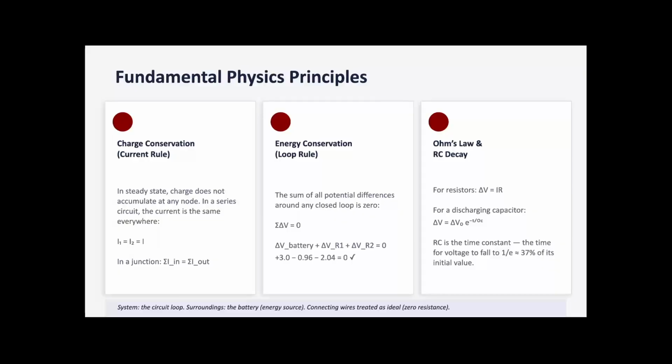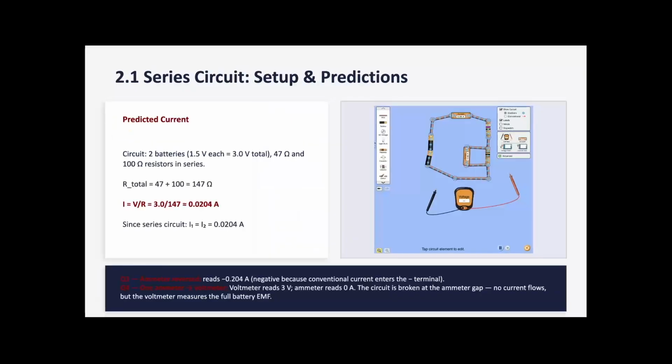The system is the circuit loop itself, the surroundings are the battery, the energy source. Connecting wires are treated as ideal, meaning zero resistance. The series circuit consists of two 1.5 volt batteries in series for a total EMF of 3 volts, connected to a 47 and 100 ohm resistor with 2 ammeters.